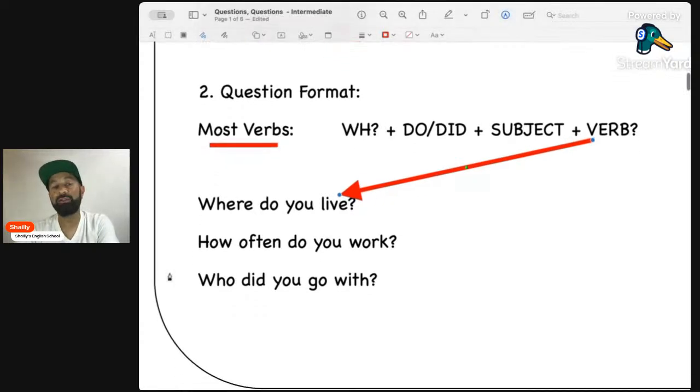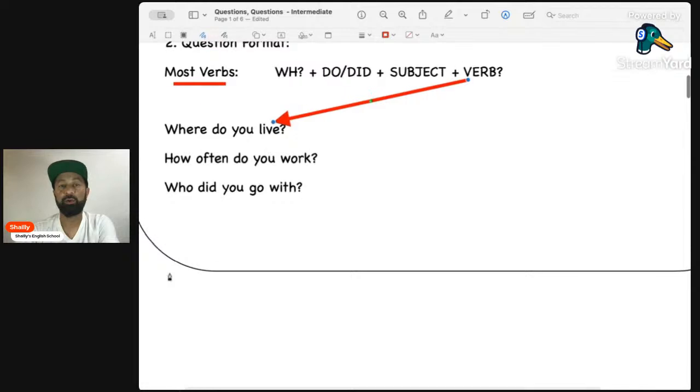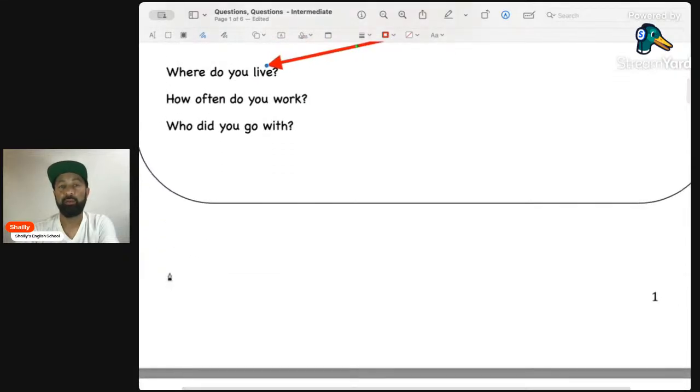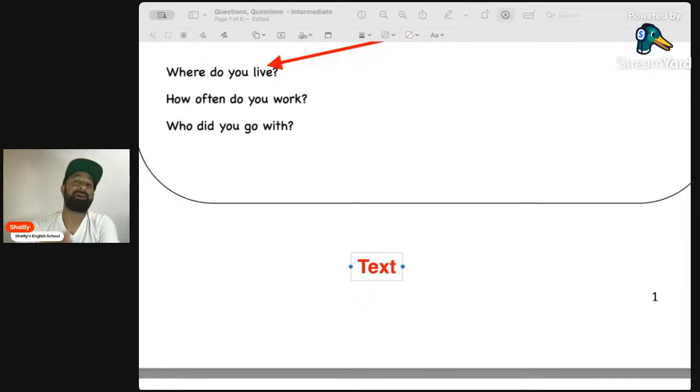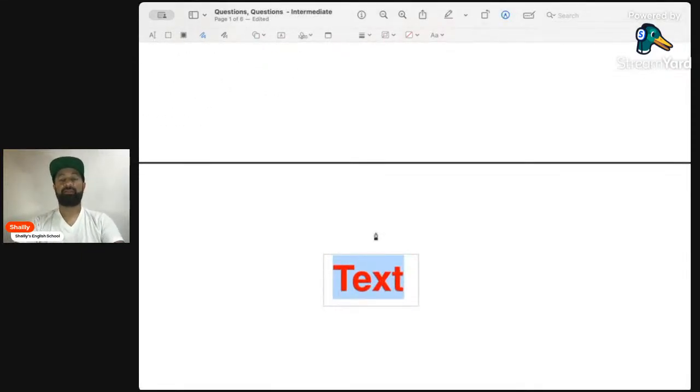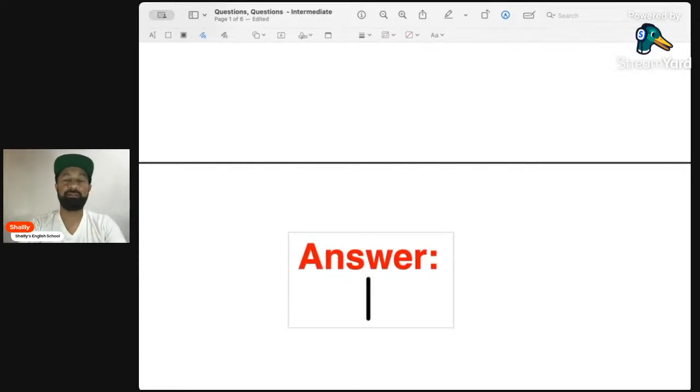Now that we know how to make these questions, let's go over what we're going to do. We are going to do a reverse question and answer. That means I'm not going to make the question and you answer it. We're going to do it reverse. I'll give you an answer and then you make the question. Let's say, for example, I give you this answer right here.